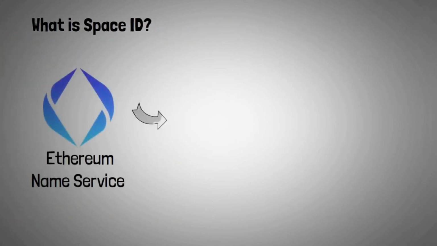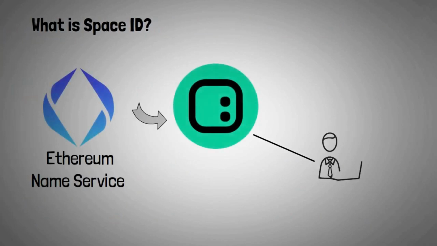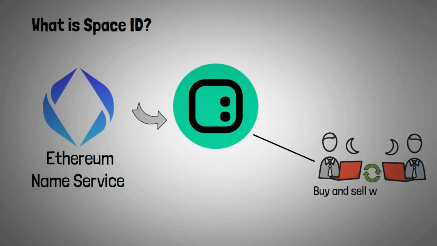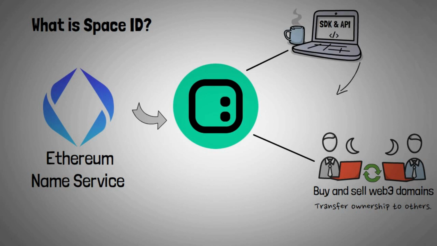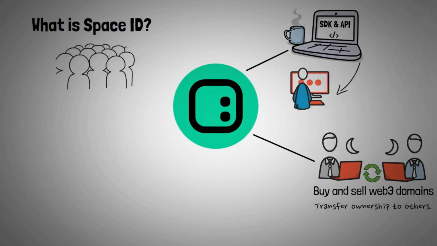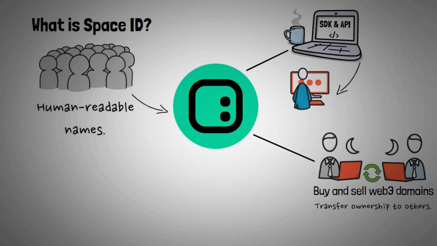Similar to the Ethereum name service, SpaceID also allows users to trade and manage different domains. This means that users can buy and sell Web3 domains or transfer ownership to others. In addition to its domain registration and management features, SpaceID provides a Web3 name SDK and API for developers. This makes it easier for developers to integrate Web3 domain functionality into their applications, allowing users to seamlessly access blockchain-based resources through human-readable names. If you don't understand this, let's put it in better perspective.